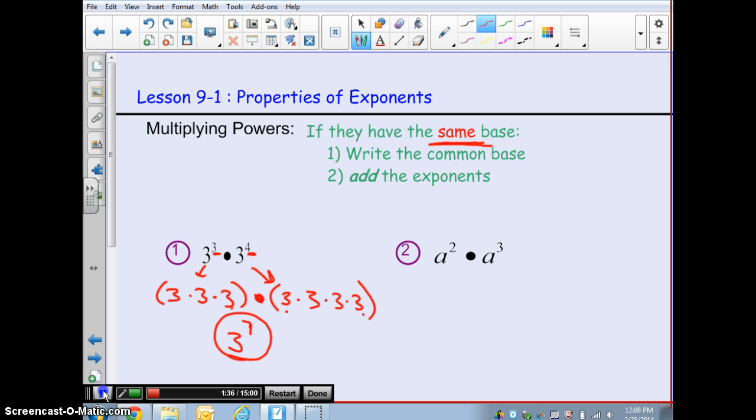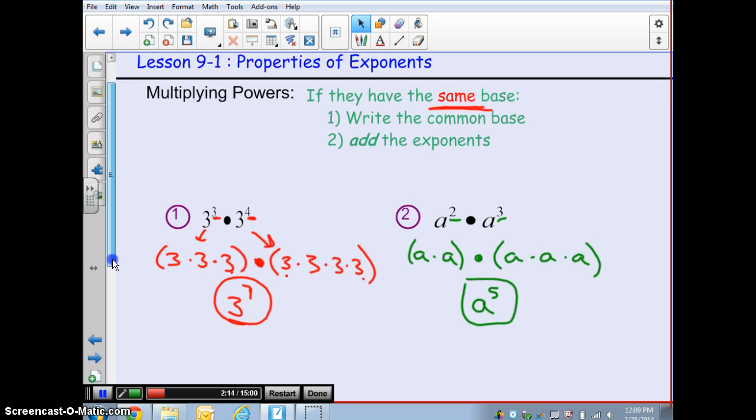So let's take a look at number 2. Let's see if we can do the same thing with number 2. Well, we have the same base for number 2. We have an A and an A, so I'm going to go ahead and expand these out. A squared is really A times A. I have 2 A's. And then we're multiplying that by A to the third, which is A times A times A. Now we want to count up all the A's that we have, which really, we have A to the 5th power. And again, we would add that 2 plus 3 to get A to the 5th.